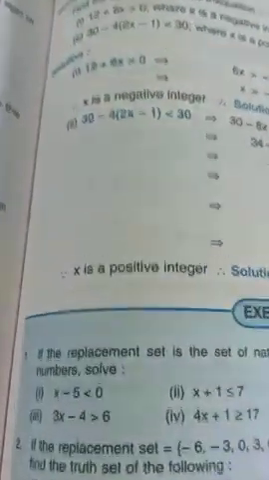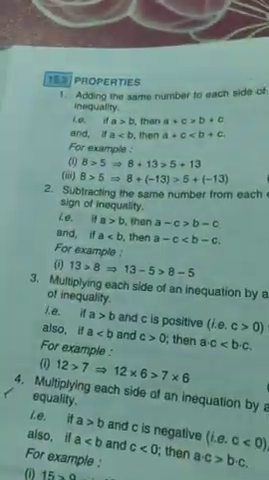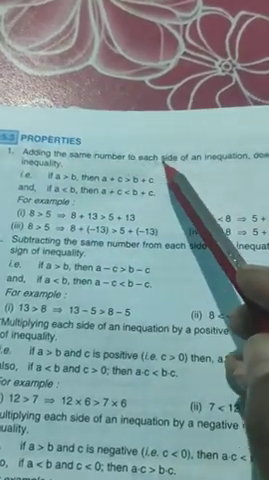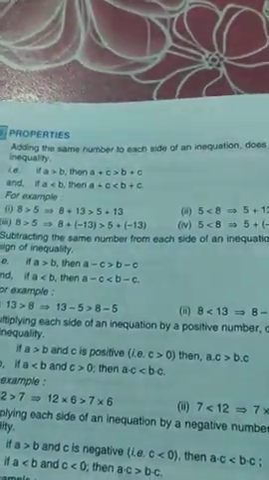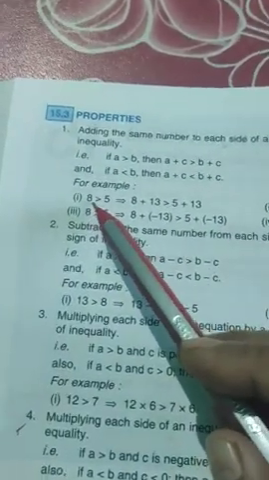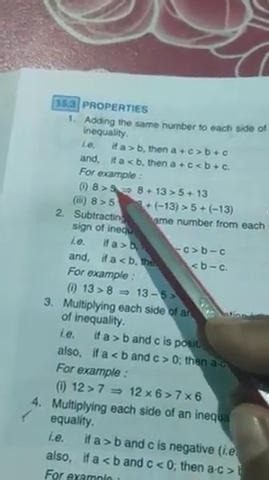Now one example, some properties. First of all you understand the properties here. First, adding the same number to each side of an inequation does not change the sign of inequality. Suppose you have this statement, 8 greater than 5.